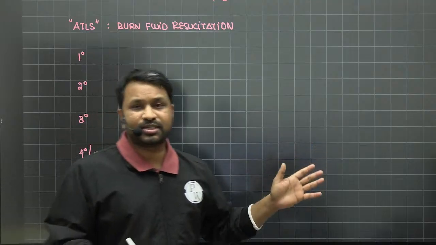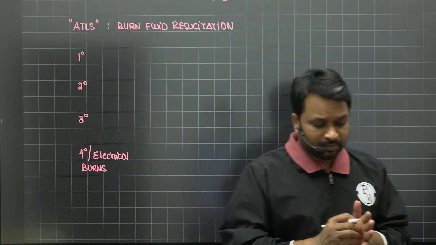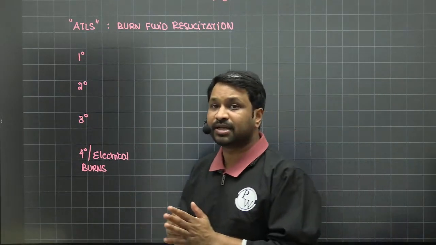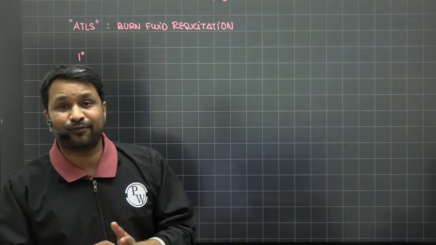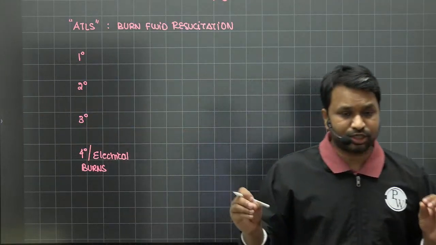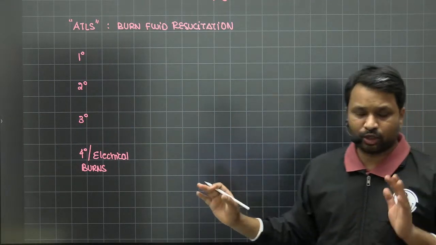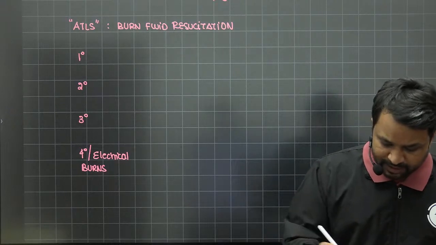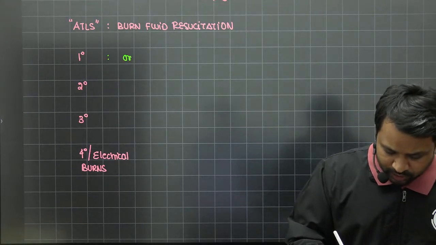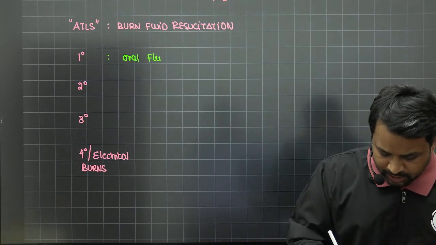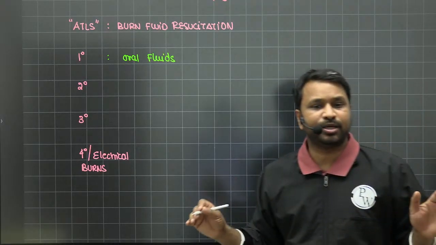Everybody knows the first degree is going to be involvement of epidermis, second degree is going to be involvement of dermis, the third degree is the full thickness, the fourth degree is involvement of underlying structures. So we have put according to this. Now it says if there is a first degree burn, all that you have to give is oral fluids. And it should be more than enough for the patient.